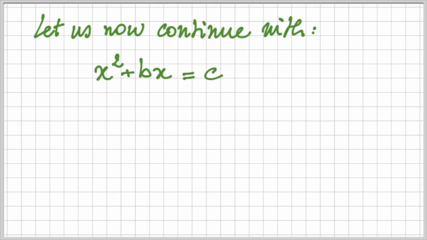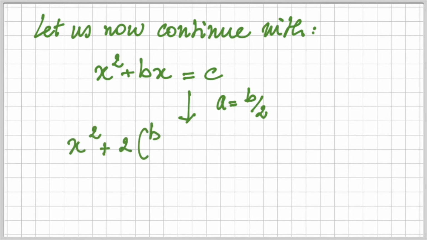So let's continue with the equation we started with, x² + bx = c. The first step is to say that a is equal to b divided by 2, and we replace this in the equation. So we find x² + 2 times b/2 times x = c. When we multiply 2 with b/2, we find b, so we still have the same equation.